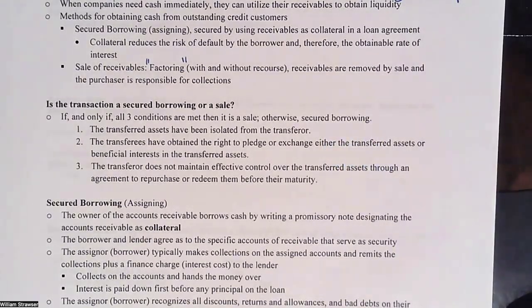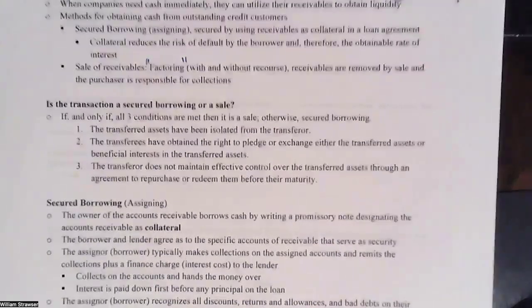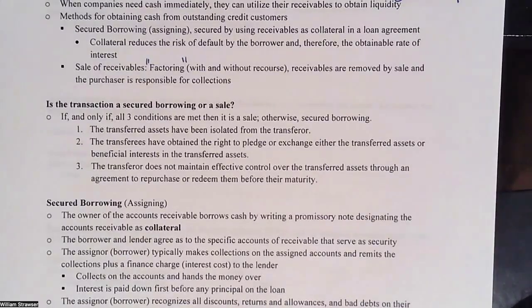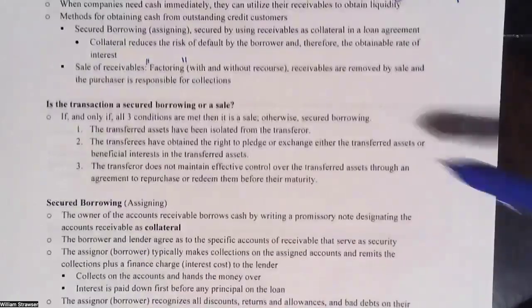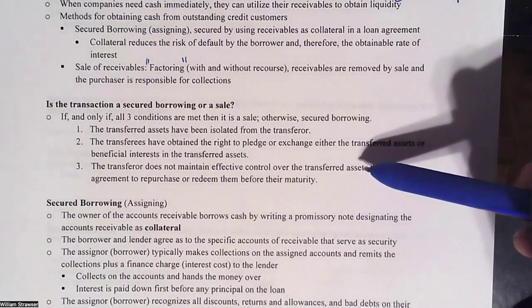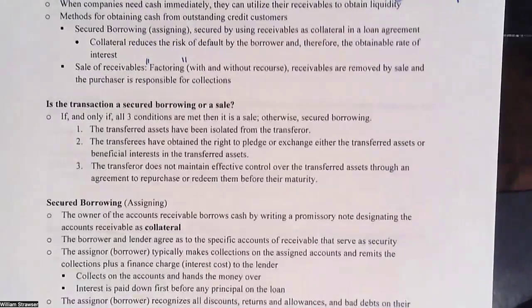So as long as we've isolated the receivables from the seller, that the person we sold these receivables to can turn around and sell them to a third party, and the person who sold the receivables isn't going to be able to repurchase those receivables at any point, then we've met the conditions of a sale. Otherwise, it's a secured borrowing.